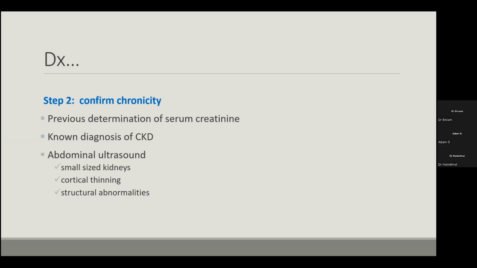Previous determination of serum creatinine is the best, but we don't know it in most patients. Previous diagnosis of CKD: patients are often told that they have kidney impairment because of their diabetes or hypertension. So confirming chronicity is very important. And abdominal ultrasound is an invaluable tool in assessing chronicity.